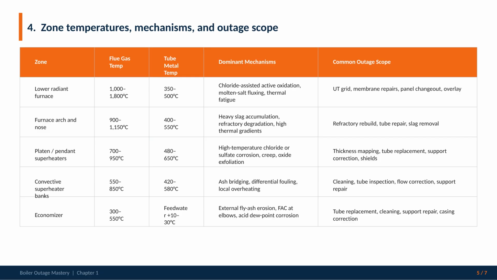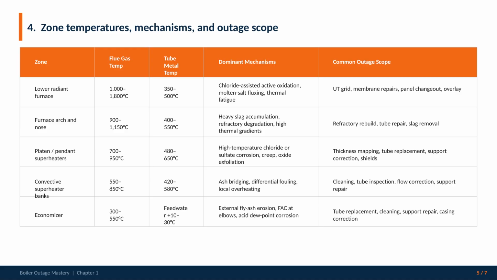The platen and pendant superheaters, tube metal temperatures of 480 to 650 degrees. This is where creep and external corrosion interact. You cannot separate them. A tube insulated by a heavy deposit runs hotter than your operating data suggests, and that extra temperature is accumulating creep damage you cannot see with a visual inspection. The convective superheater banks. The dominant issue here is ash bridging and differential fouling. One lane runs clean and hot, while the adjacent lane runs fouled and cool, producing uneven heat transfer and unpredictable tube metal temperatures. And the economizer.